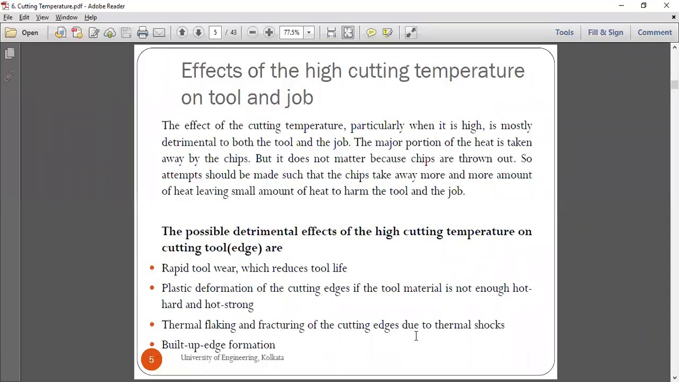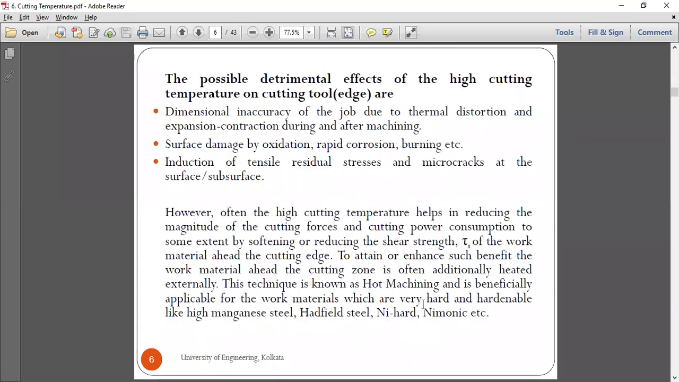What is built up edge formation? Built up edge formation is the joining of the workpiece, or rather the chip of the workpiece, with the tool rake surface, and they get converted in the form of a weld, and some of the material is removed from the rake surface and we see crater wears coming up.